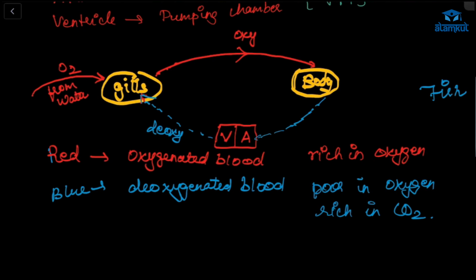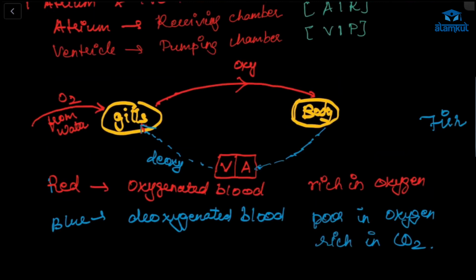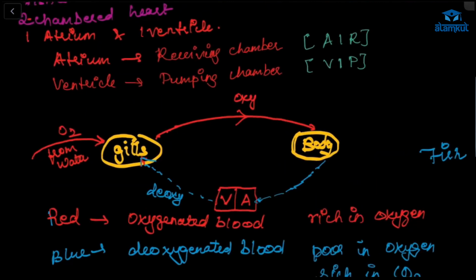It will come out from the body of the fish, and it will go to the atrium. What did I tell you? Atrium is the receiving chamber, so it is receiving blood, right? Next, this blood will be pumped into the ventricle, right? After it goes to the ventricle, the ventricle will pump the deoxygenated blood into the gills.